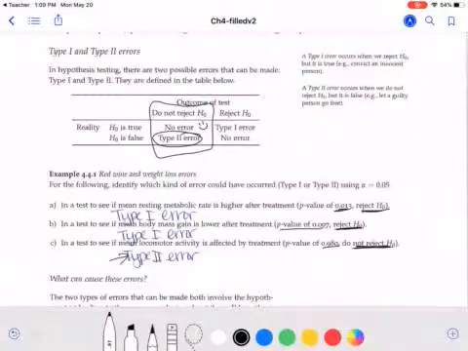We never know if we've made a type 1 or type 2 error. Just like we said, we don't know if a confidence interval contains the population value or not. What we can talk about, though, in this section is the chance of these things happening, and that we hope the chance of a type 1 or type 2 error is actually relatively small.